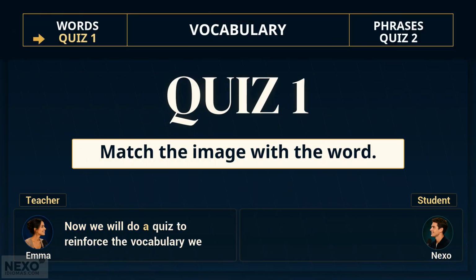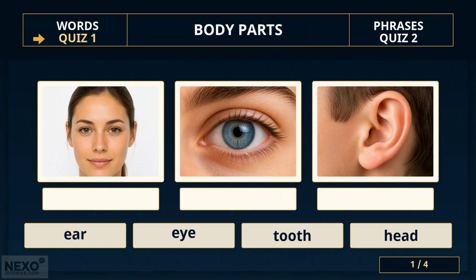Now we will do a quiz to reinforce the vocabulary we learned. Nexo, match the image with the correct word. Ear. Eye. Tooth. Head.